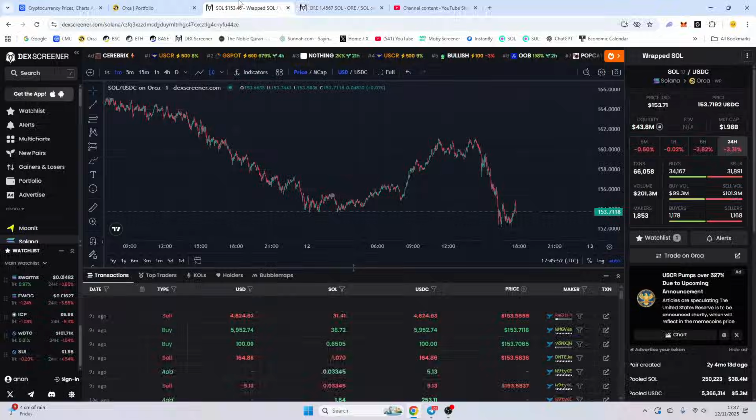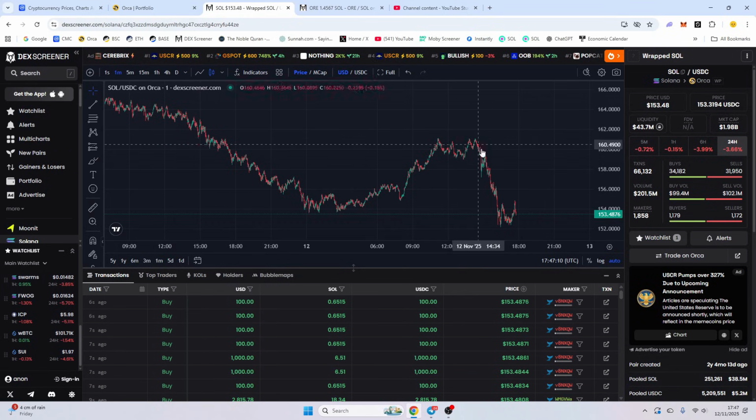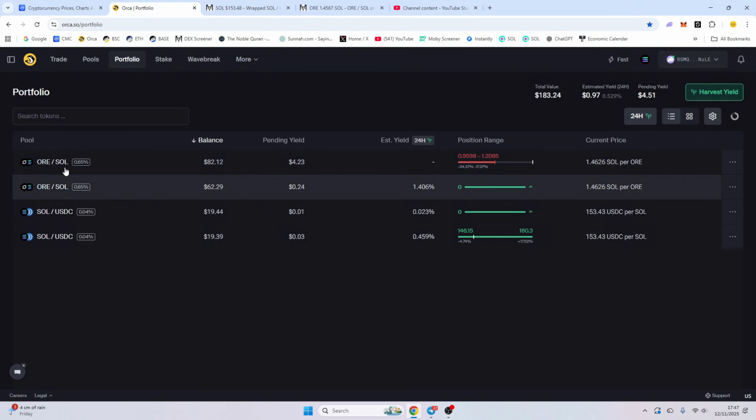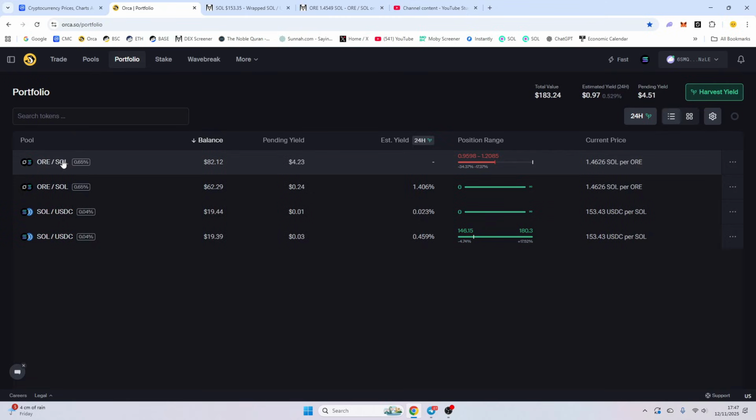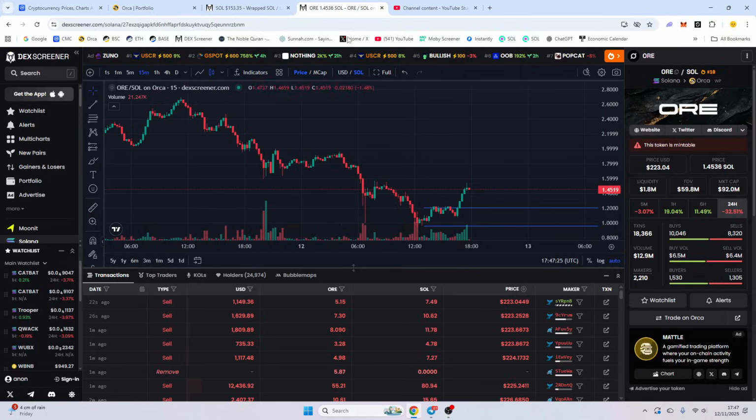Now, the negative is Solana fell over 5%. So we've dropped about 4 or 5% in value. And unfortunately, half of our balance was in Solana. So although we've accumulated a bit more Solana, it's down in value. So this has sort of hindered us.